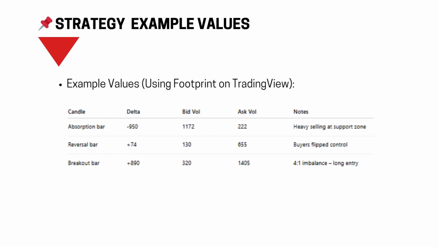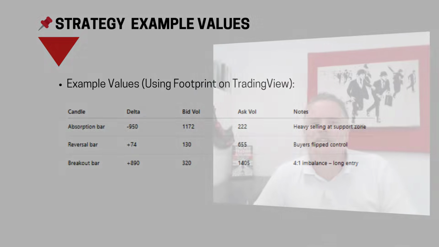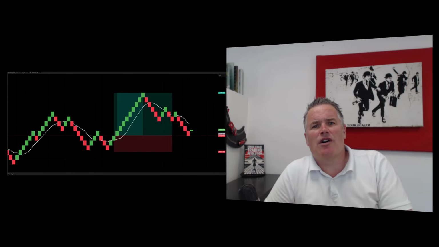So to give you an idea of some strategy example values, for the absorption bar, for example, these are taken from TradingView by the way, delta's minus 950, bid volume 1172, ask volume 222. That shows to me heavy selling at a support zone. The reversal bar could be a delta of plus 74, bid volume 130, ask volume 655, showing buyers flip control. And on the breakout bar, the delta might read 890, bid volume 320, ask volume 1405, showing a 4-to-1 imbalance, which is a long entry.